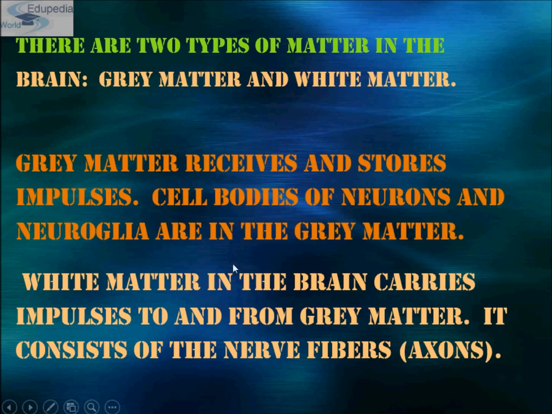White matter in the brain carries impulses to and from gray matter. That means white matter is a connective link that takes impulses to and from gray matter, and it consists of nerve fibers, that is axons. White matter is present in the center of the brain, and it is made up of myelinated nerve fibers of the neuron.